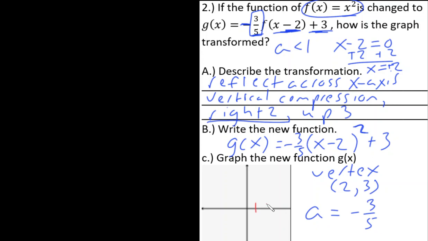Let's go to the right, 1, 2, up 1, 2, 3, put our vertex. And this negative tells me that we're going to open down, okay? And this 3 over 5, remember that's a vertical compression. We could do the math. We could set this function equal to 0 and solve for our x values. But let's call this a rough sketch, and let's just make it kind of wide, just to indicate, hey, you know what, this thing has been flattened. All right, and there's our graph.